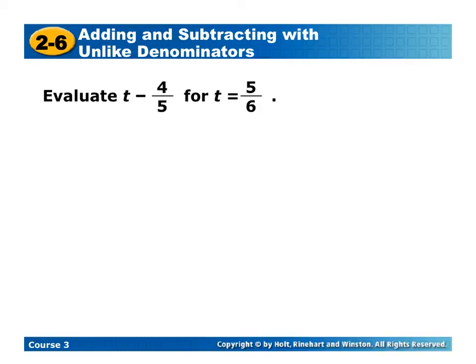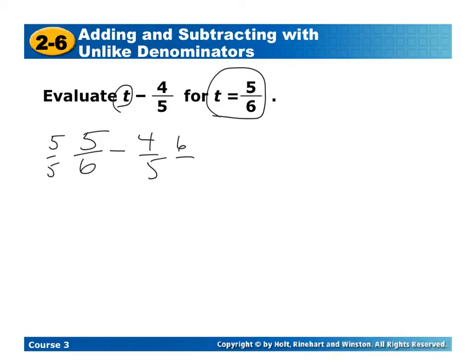What happens when we start looking at algebraic expressions? Here we have: evaluate t minus 4/5 when t is equal to 5/6. Remember, we're going to take that variable and substitute in our given value. So here we have 5/6, and we're subtracting 4/5. The smallest number that 6 and 5 both go into would be 30, so I'm going to multiply 5/6 by 5 over 5 and 4/5 by 6 over 6.